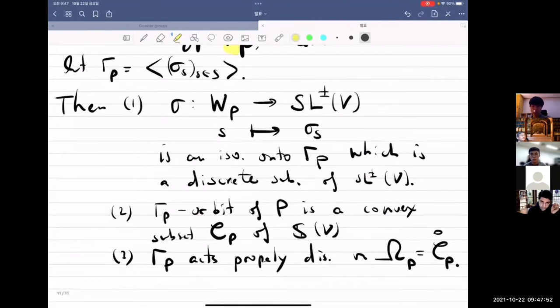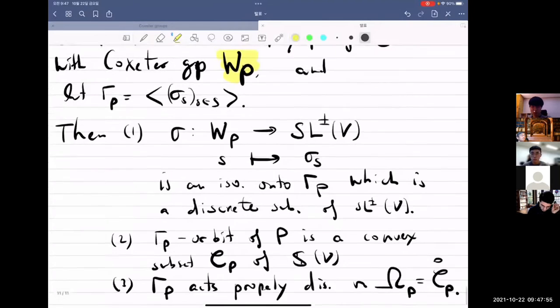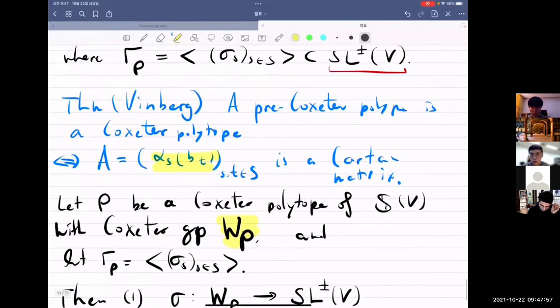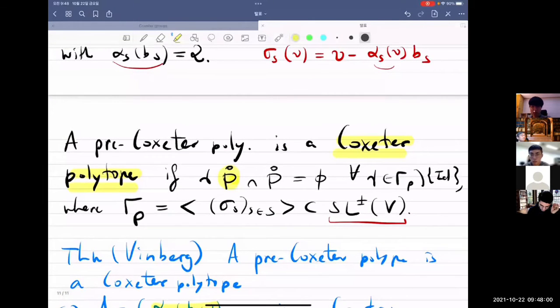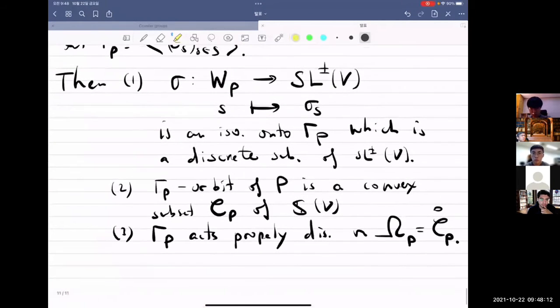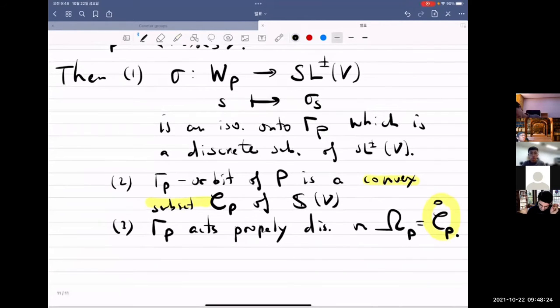So surprisingly, previously I said that if you remember here, the Coxeter polytope, if you consider the Gamma orbit of P, then it's a tiling of some part of the projective sphere. But Vinberg showed that in fact this is a convex set, okay? And this Gamma acts properly discontinuously on its interior. Okay. So in this way, we can construct this nice convex domain, which is acted on by this Coxeter group.